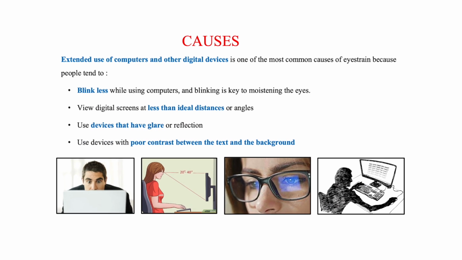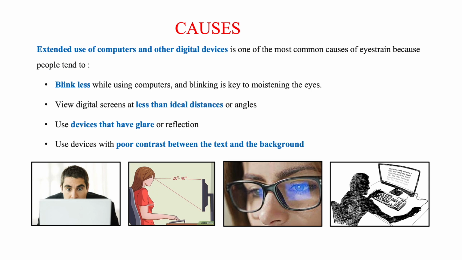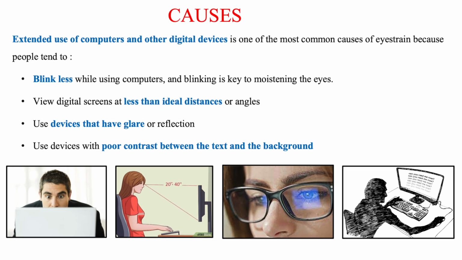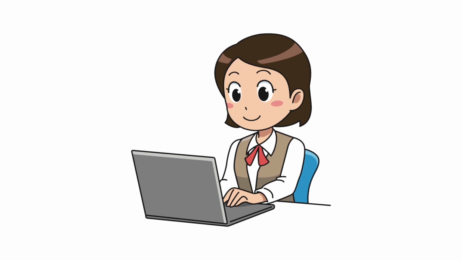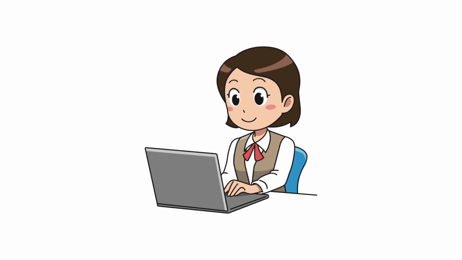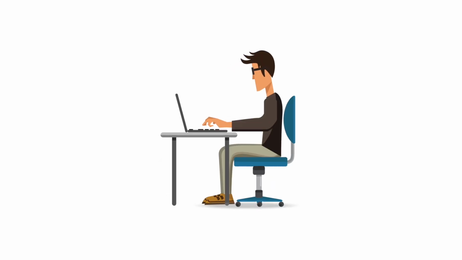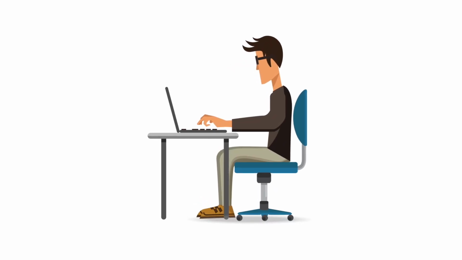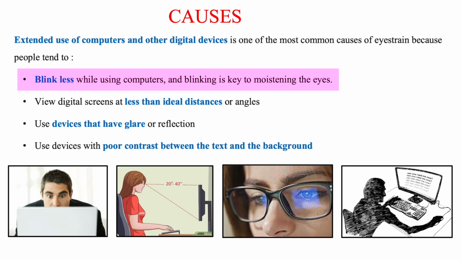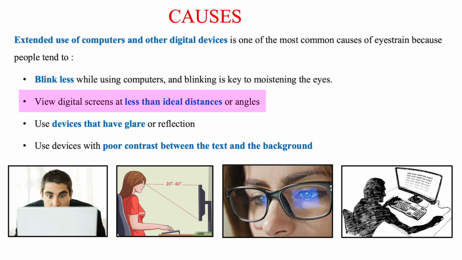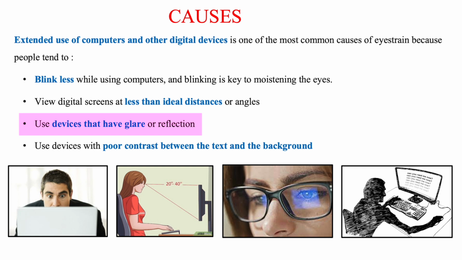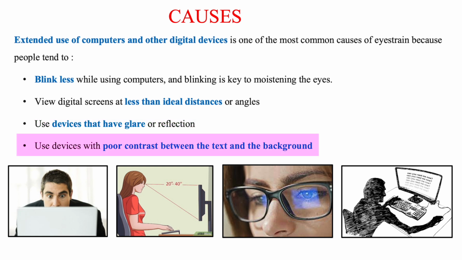Extended use of computers or other digital devices is one of the common causes of eye strain. People who look at screens for more than a few hours a day are at great risk of developing this condition. Computer use strains eyes more than reading print material because people tend to blink less while using computers, and blinking is the key to moistening the eyes. Viewing digital screens at less than ideal distances or angles, using devices that have glare or reflection, using devices with poor contrast between text and the background.